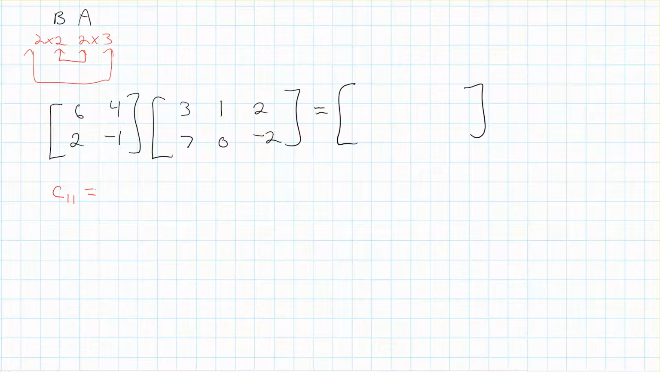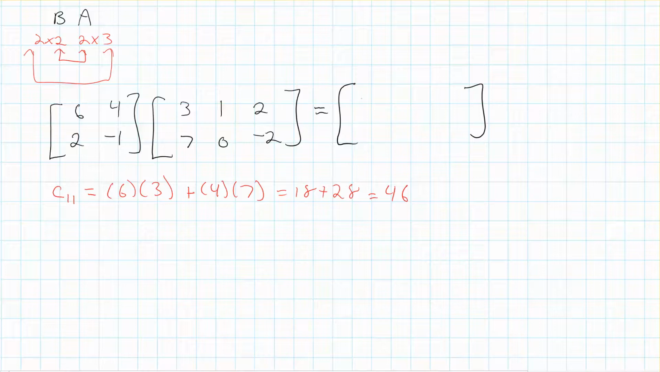So C11 would be row 1, column 1. So row 1 would be 6, column 1 would be 3, plus 4 times 7. So this would be 18 plus 28, which is 46. So we get 46 here.